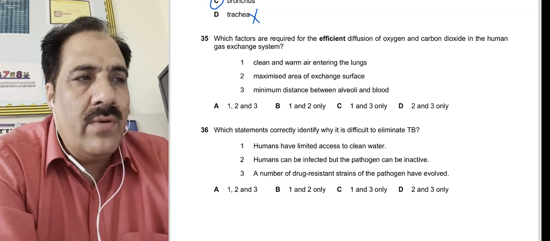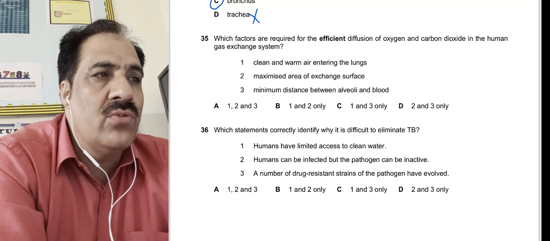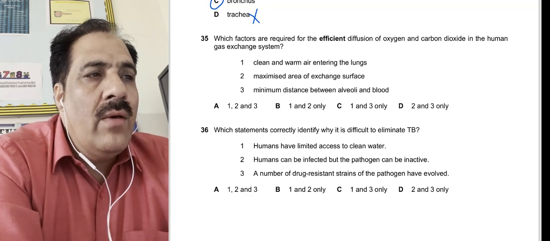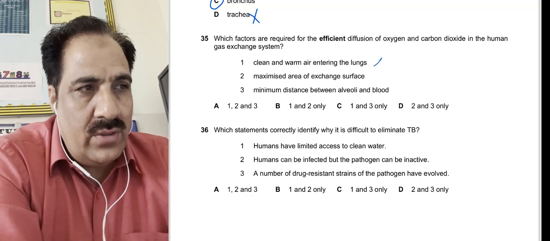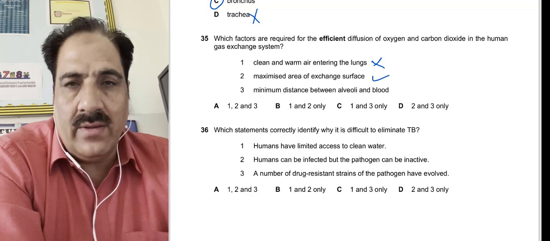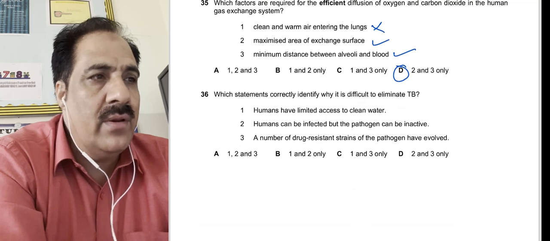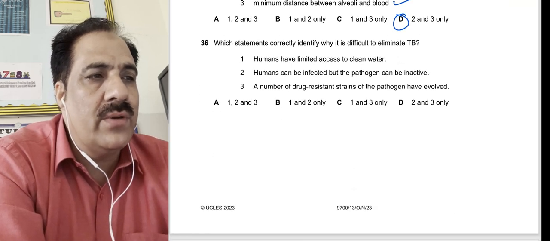Question number 35. Which factors are required for the efficient diffusion of oxygen and carbon dioxide in the human gas exchange system? For efficient diffusion of the gases, clean and warm air entering the lungs. This has nothing to do with that. Maximized area of diffusion is affected by the surface area. Minimum distance diffusion is affected by the distance. So 2 and 3 is the correct option.